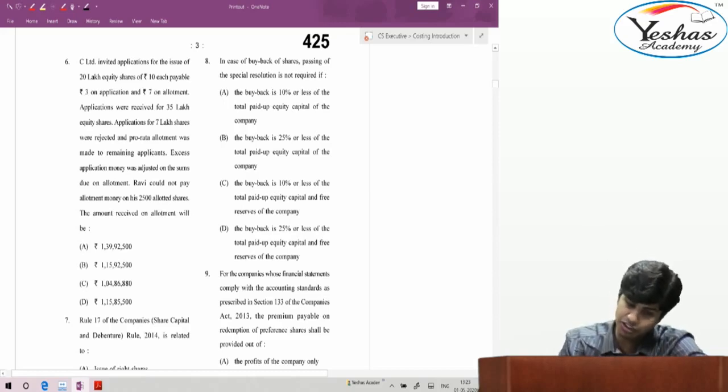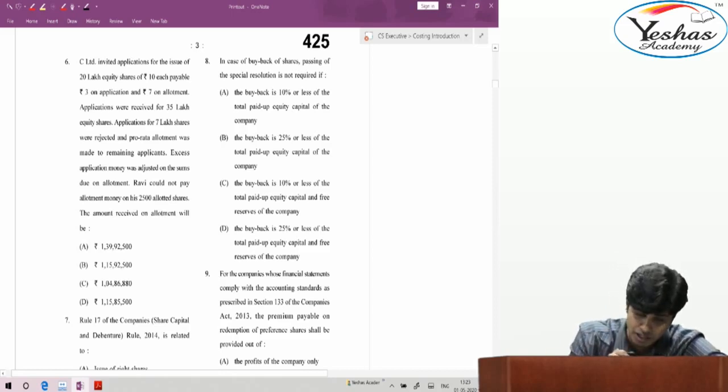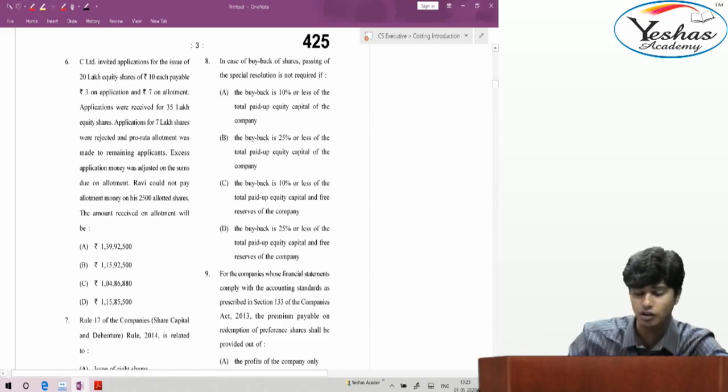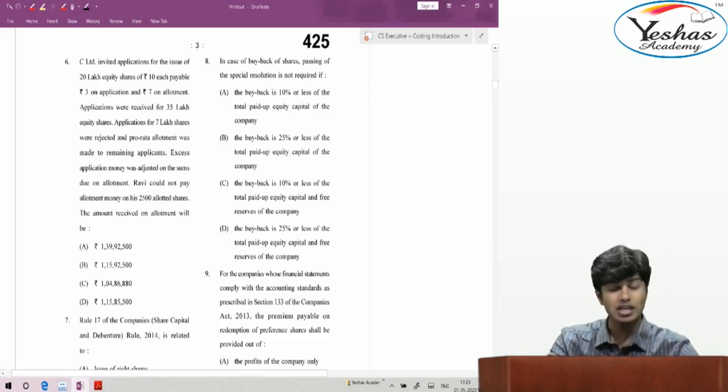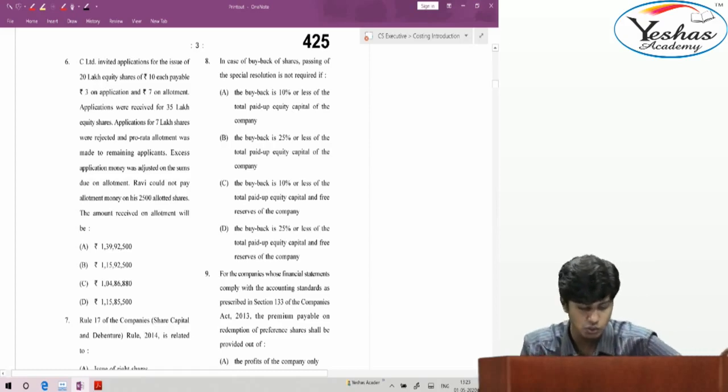We are talking about Mr. Ravi. Mr. Ravi could not pay allotment money on his 2,500 allotted shares. He was allotted 2,500 shares. Now my question is, how many did he apply for? Sir, why should we find it? Because he might have paid excess money on application, which is adjusted towards allotment. Only the balance money which is not received is the point here.